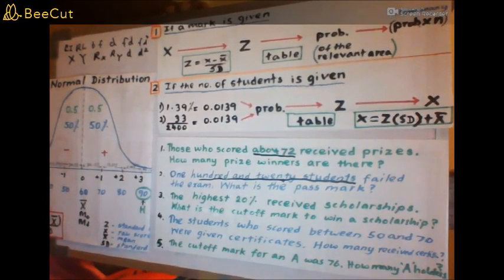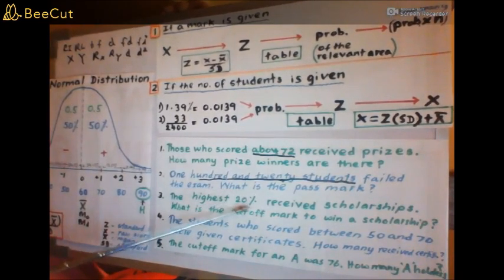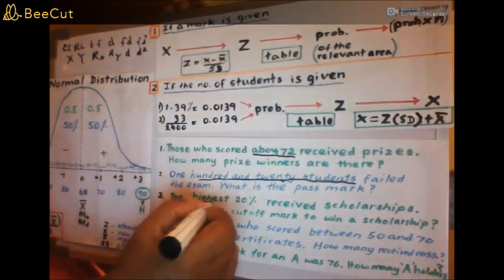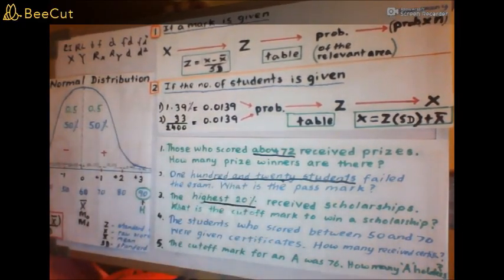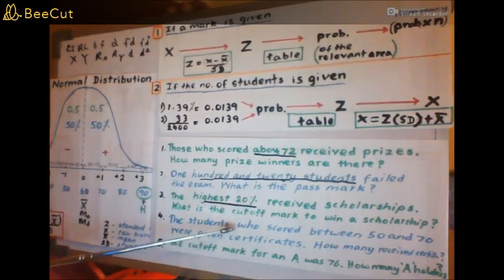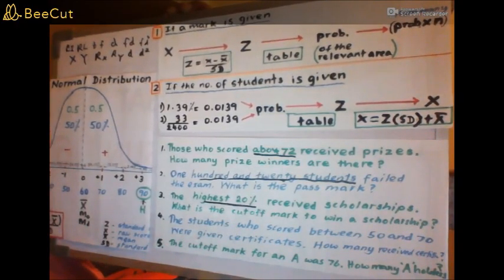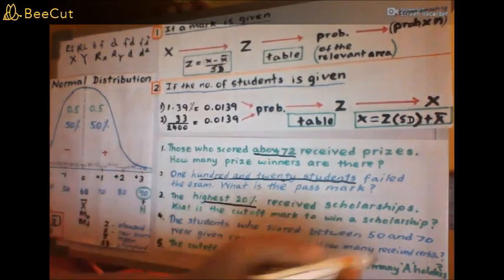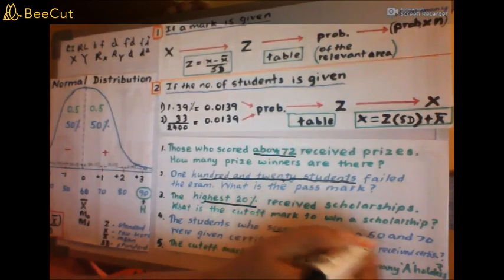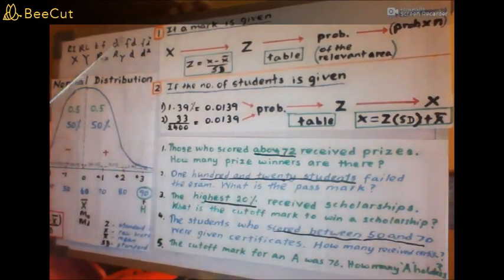Third one. The highest 20% received scholarships. What is the cutoff mark to win a scholarship? What is given there? The highest 20% of the students. So what's the route? 1 or 2? 2. Number of students is given. Fourth one. The students who scored between 50 and 70 were given certificates. How many received certificates? So what is given? The mark between 50 and 70. So which route? 1.